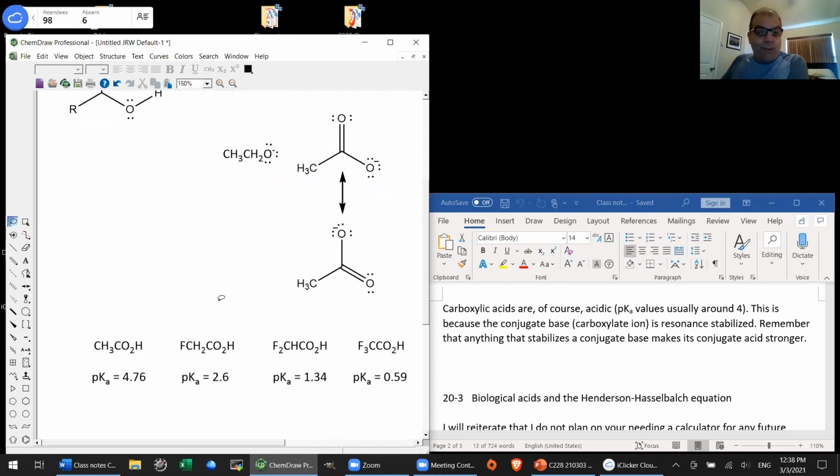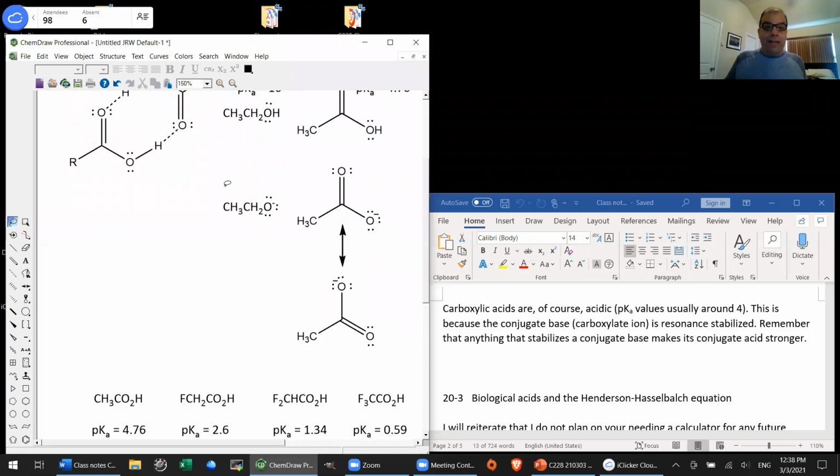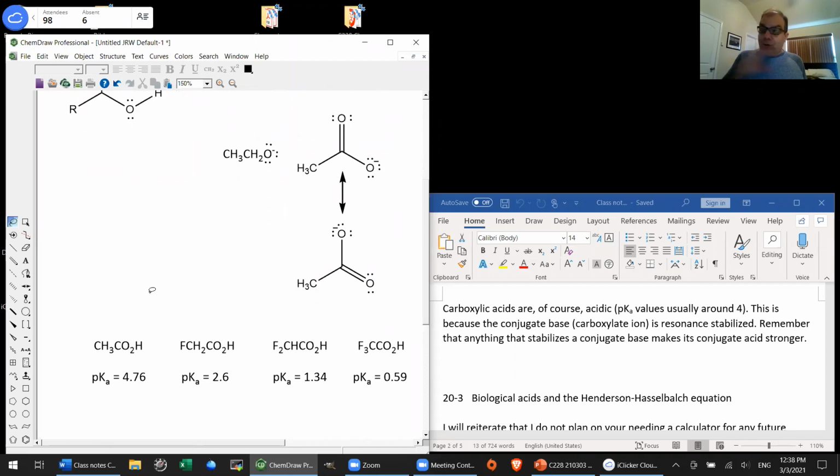But the reason it works like that is you're spreading out that minus charge in the conjugate base. And the more you can do that by any means, whether by resonance, by the inductive effect, or by atomic size, like in thiols versus alcohols, whichever method you use, that's going to make the acid stronger by making the conjugate base more stable. Again, other things being equal.